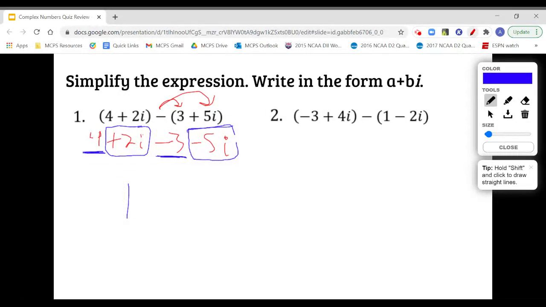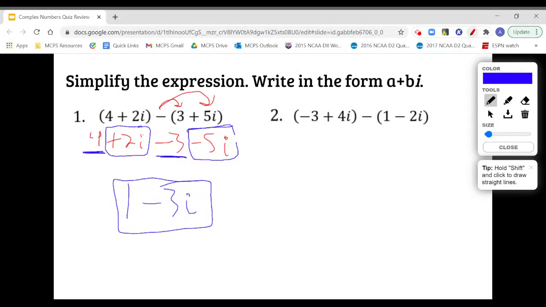4 minus 3 is 1. 2i minus 5i is negative 3i, right? 2 decreased by 5 is negative 3. Again, I like to see us doing this in our heads, like the squares and the square roots. But if you tend to make mistakes when it comes to adding and subtracting negative integers, please double check that math in the calculator. While you might not be able to type your i, you certainly can type 2 minus 5, and your calculator will give you that answer of negative 3.